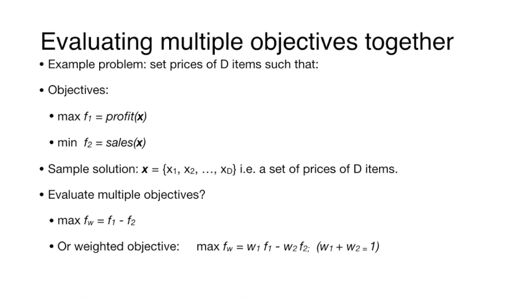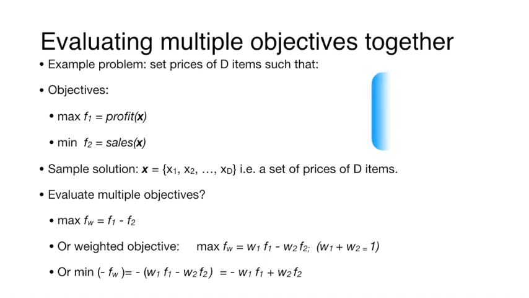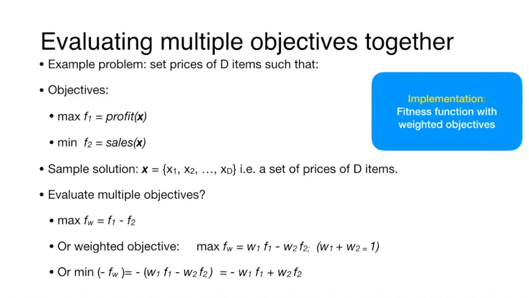Now another thing that we must keep in mind is that a maximization problem can be easily inverted to make a minimization problem. For example, maximizing FW is the same as minimizing the negative FW. In fact, it is quite common to show optimization objective functions as minimization problems. Now, if we want to implement such a weighted objective function in an optimization method like a genetic algorithm, then we simply have to write a new fitness function that weights different objectives as shown in the slide.